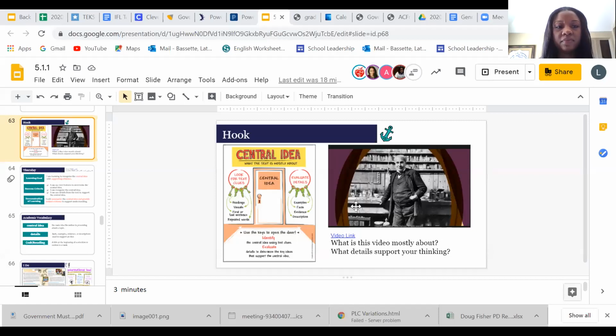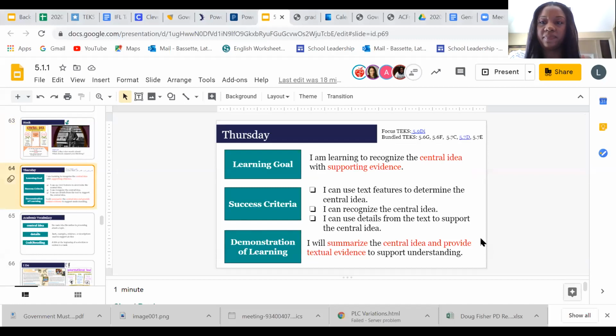Okay, Ms. Davis, are you ready to role play? Yes, ma'am. And I'm putting up the actual PowerPoint slide for that. So we know that on this day, students will be focused on how to recognize the central idea and the supporting evidence. The success criteria will be that they can use text features to determine the central idea, they can recognize the central idea, and they can use details from the text to support the central idea.